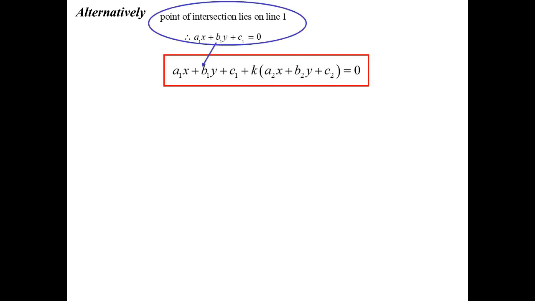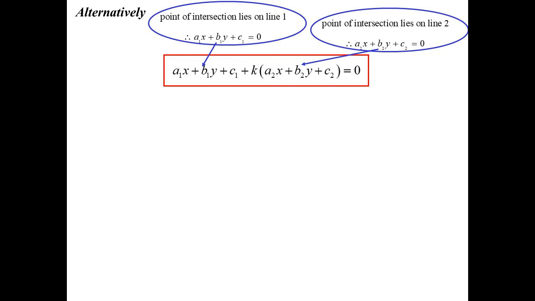So the first one, we know the point of intersection lies on that, so that will equal 0. The second one, we know the point of intersection of that lies on the line, so that will equal 0. Thus, it must be a true statement regardless of what k is. So therefore, I know the answer to our question will be in this form. My challenge is I just need to know what k is.